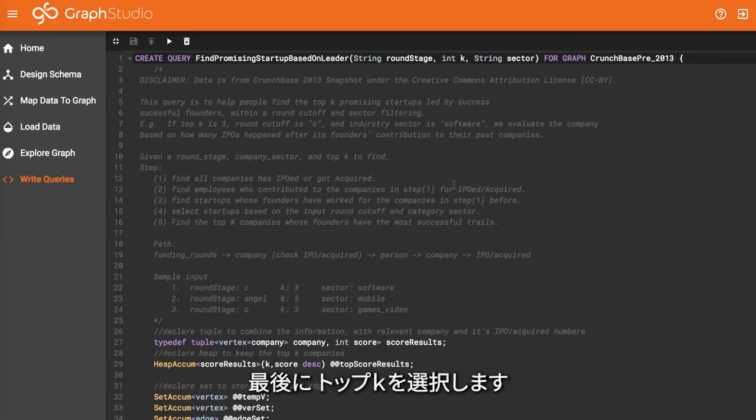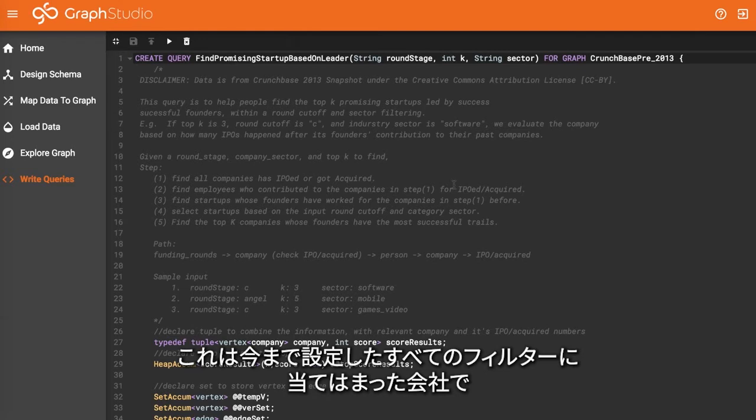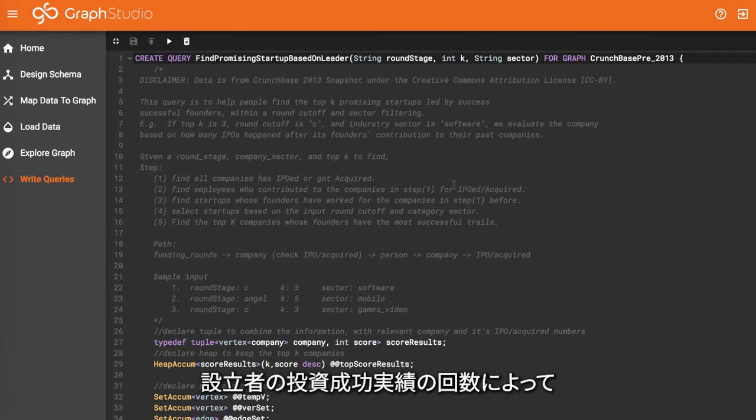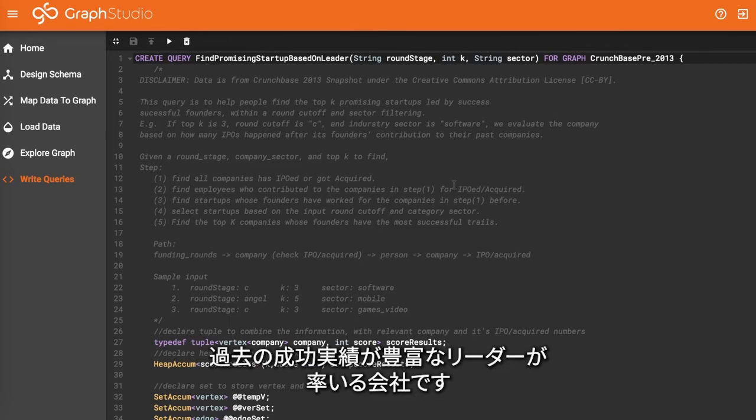Finally, we take the top K selected startup companies that have passed all our filters so far, top K ranked according to the number of successes that their founders have been associated with. So again, we're trying to find startups that have leaders with a lot of past success.